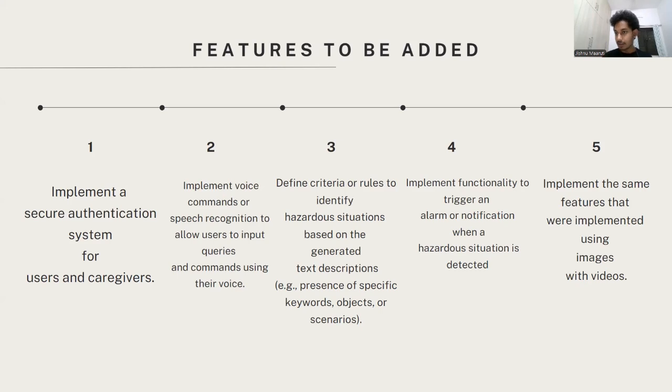And the fifth and final feature that we want to add is to implement the same features that were used, but with videos. We achieve this by using video models rather than image models. We just need to replace the image models we have used with video models. While it adds a level of complexity, it makes the whole experience a lot more efficient for the user, as he can't keep taking images with every step he takes.